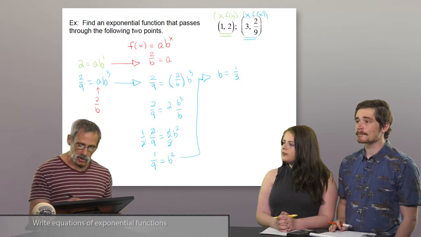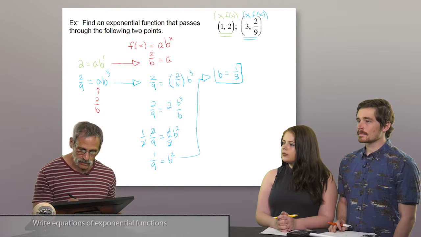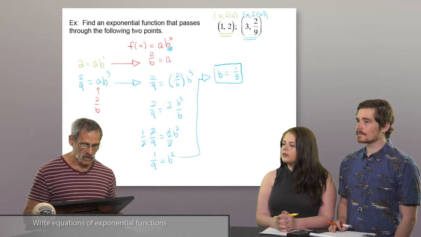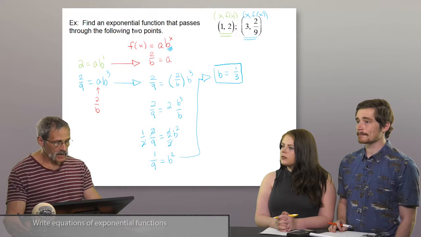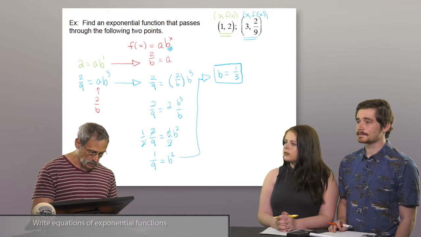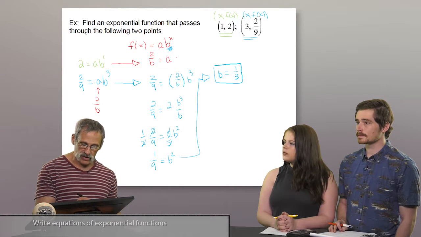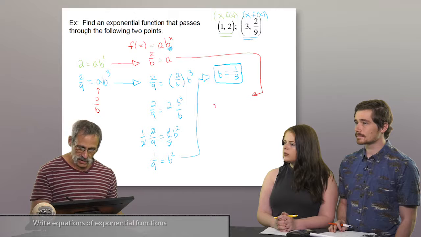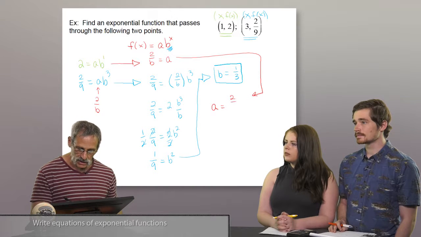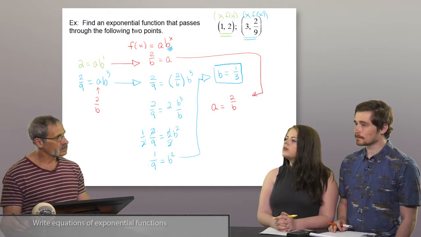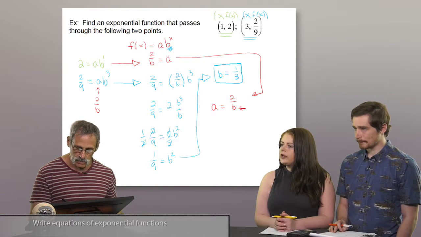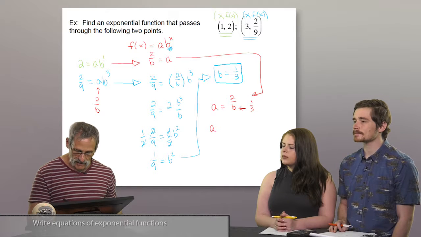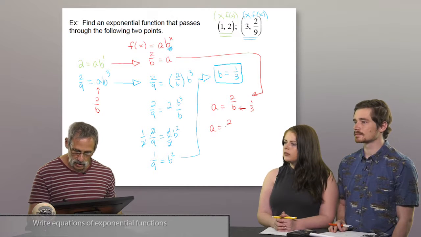Now I have b, so I'm going to box it. That's kind of a big deal. So next thing I want to do is find a. Now to find a, what do I know? What you know is that a is equal to 2 over b. Right. So I'm going to substitute in b, and b is 1/3. So now I have a is equal to 2 over 1/3.